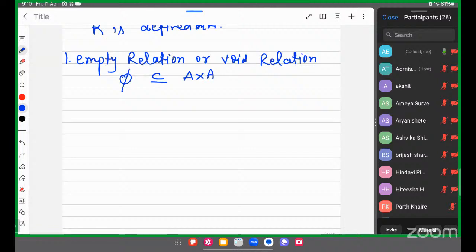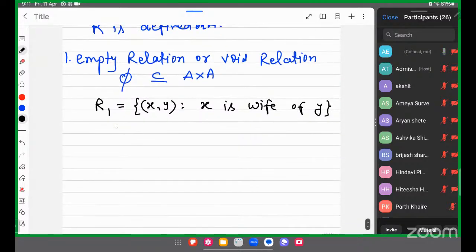For example, let me define a relation R1, which is x comma y such that x is wife of y. And if I write it as Katrina comma Sumit, what do you think?